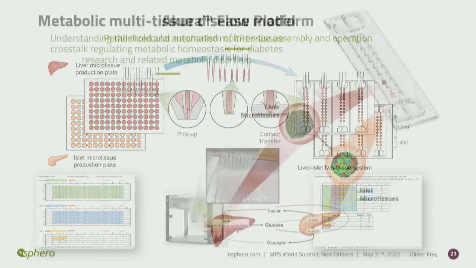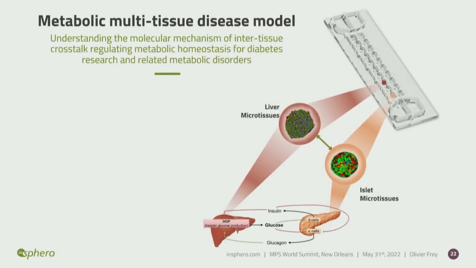So what we then started to do are different use cases, and one of them that we're working on at the moment with different collaborators is creating a metabolic multi-tissue disease model, as has been shown already in the previous talks, with similar motivations, because these metabolic syndromes are an interaction of multiple different organs, mainly the fat, the pancreatic islet, and the liver.